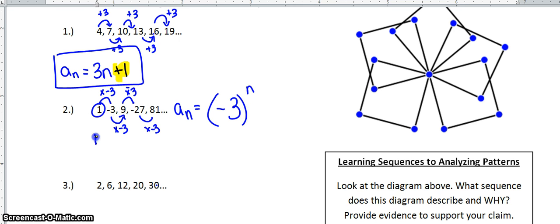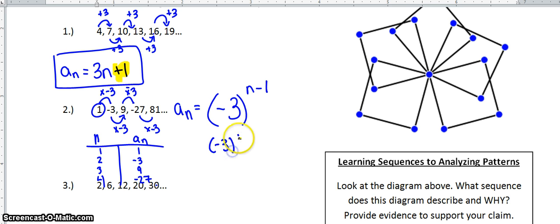Remember, if I write this as a function, my n would be 1, 2, 3, 4, the order of the term, and my a_n would be 1, -3, 9, -27. So n is still going to be 1 when I plug it in, but I need to adjust this to make it 0 when I plug in 1. In order to do that, I have to subtract 1 from the n. Now you can test it. If n is 1, I have -3 to the 1 minus 1, which gives me the 0 I want in the exponent. So then my term 1 would be 1.